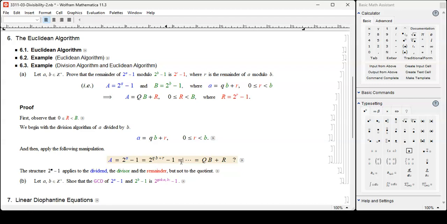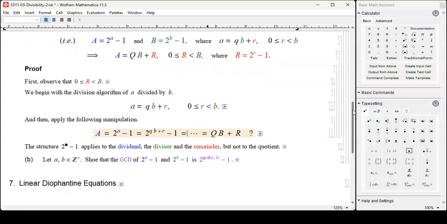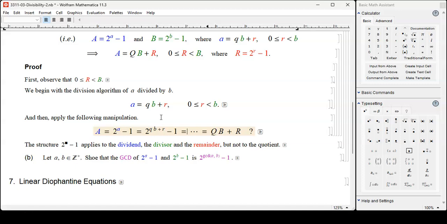And then that's 2 to the QB plus R. See that? Maybe a bigger font will help. A is QB plus R, so the power is QB plus R, power minus 1. Does it make sense? So Q, B is green, and R is red.